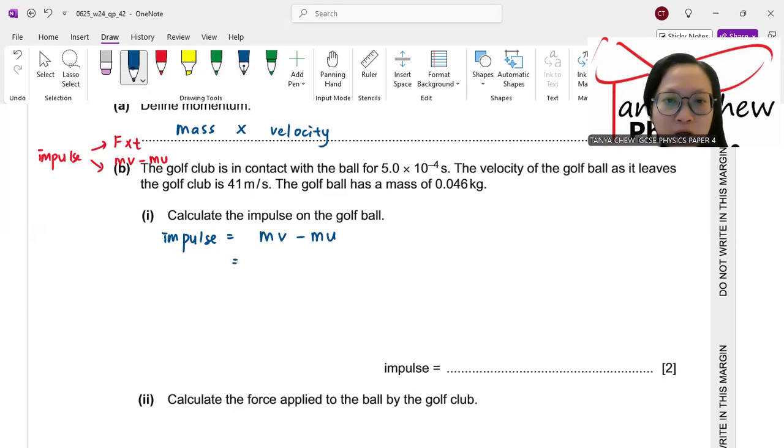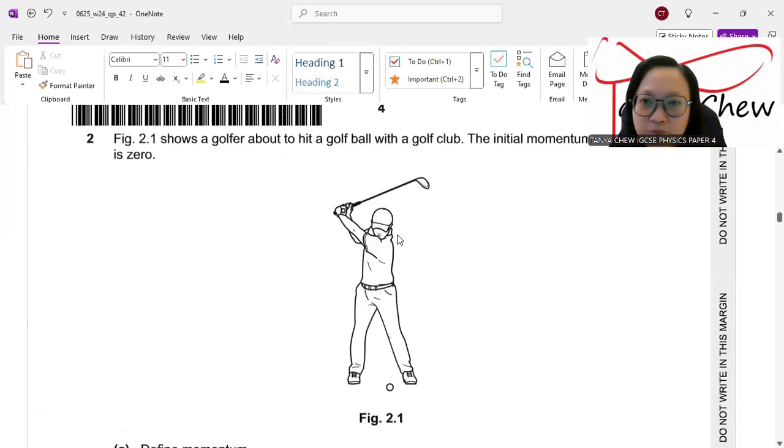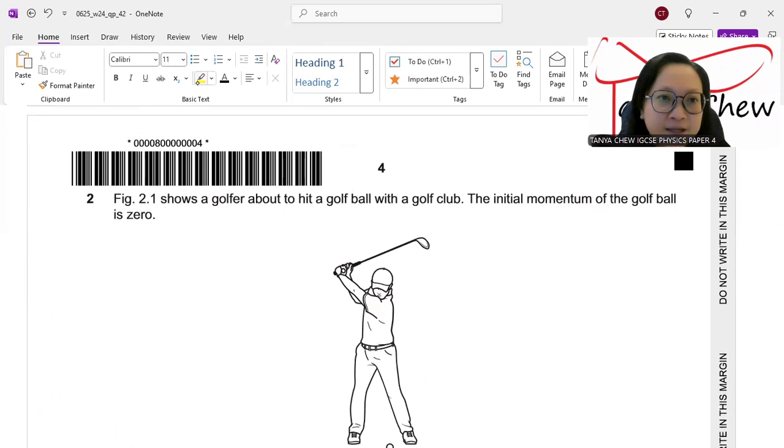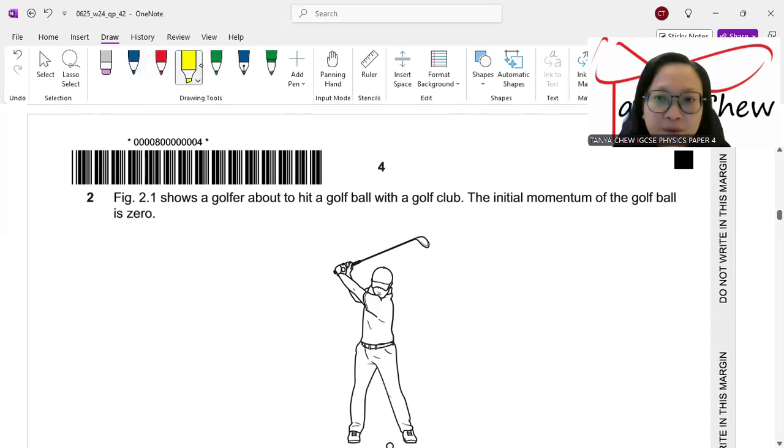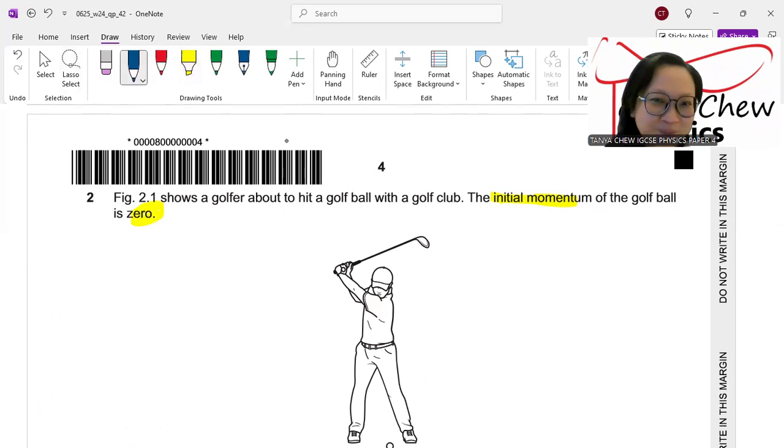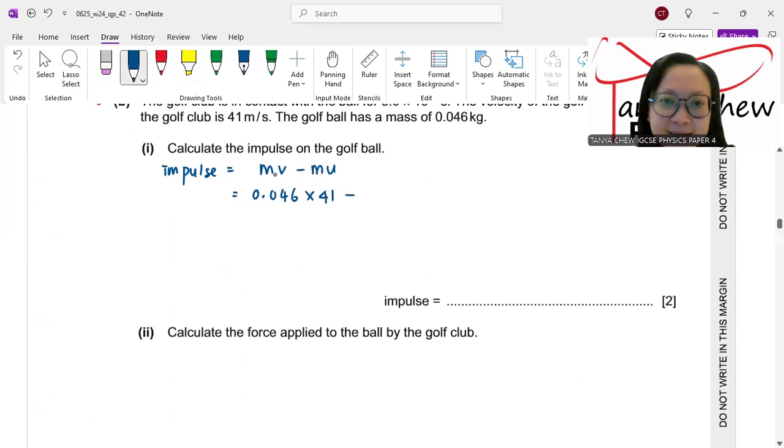So mass of the golf ball is 0.046 and the velocity of the golf ball is 41, minus the initial velocity of the golf ball. I want you to see this. Pay special attention to this. Initial momentum of the golf ball is 0. So make our life easier. Don't you think so? Right? So I put here as 0.